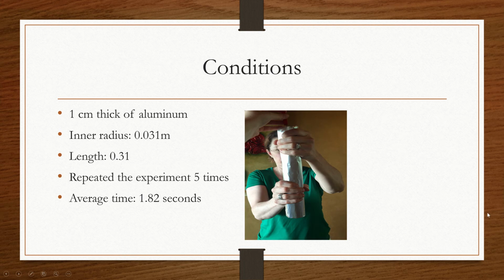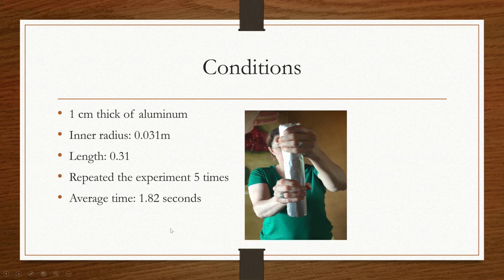So the conditions that we have are a 1 centimeter thickness of aluminum, an inner radius of 0.031 meters, and a length of 0.31 meters. And we repeated the experiment 5 times to get a time in which the magnet fell and entered the tube and left. So the average time for this to happen is 1.82 seconds. And I also demonstrated this in a video. So that was a very quick video, but that's kind of what was happening.